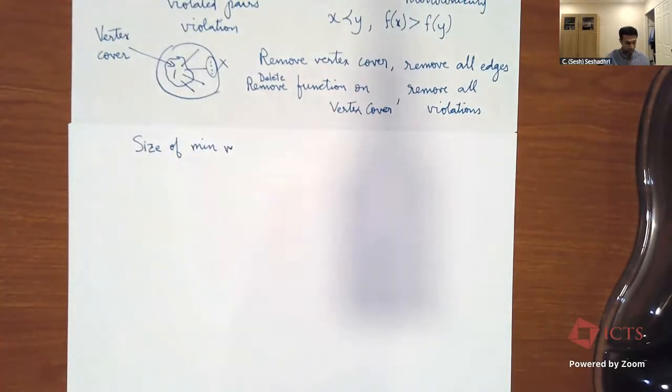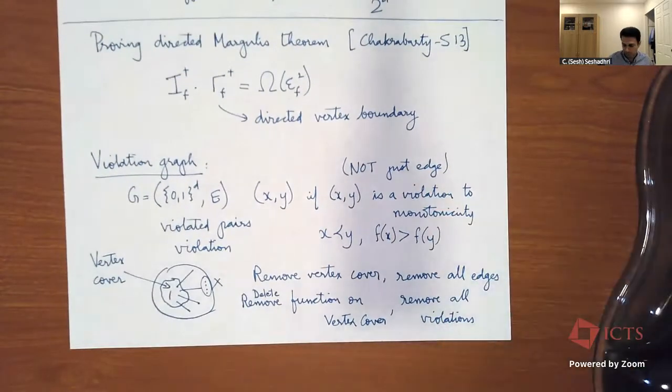Yes. Where? Yeah, could you please re-explain the part, what does removing the function on the vertex cover imply for removing all violations? How does that work? Okay. Yes, certainly. So let me maybe draw a picture to do that.